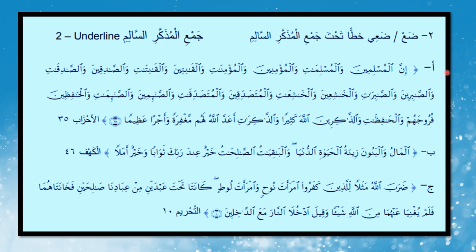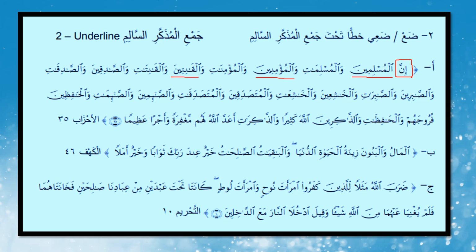So this is our first sentence. Let's see where is the Jama Muzakkar, and mark it. Now all these are in mansub case. Why? Just because of the harf tawqeed. So Muslimin, we have a first Jama Muzakkar. Muslimat, this is Jama Muannas. We are just searching for Jama Muzakkar. Al-Mu'minin, it's all in nasb because of inna. And Mu'minat is Muannas. Qanitin, it's the Jama Muzakkar.